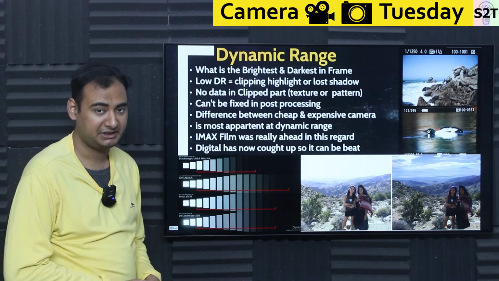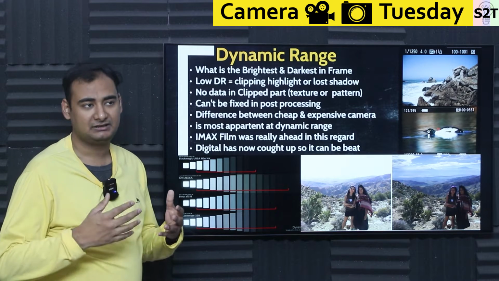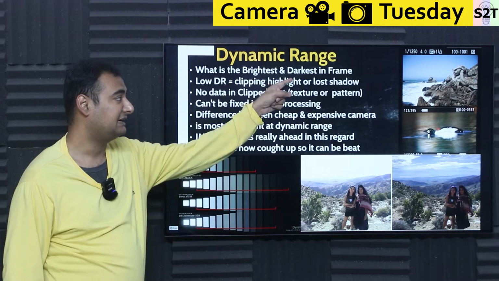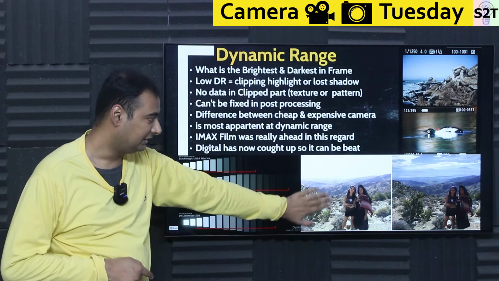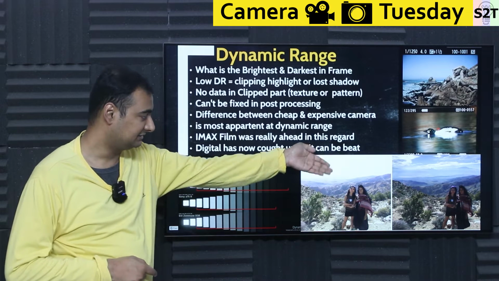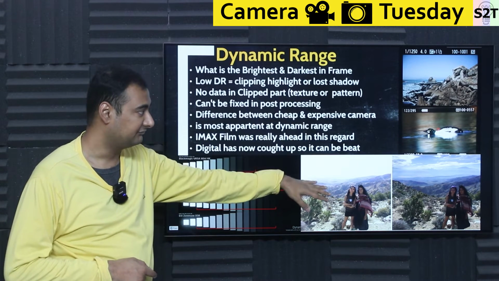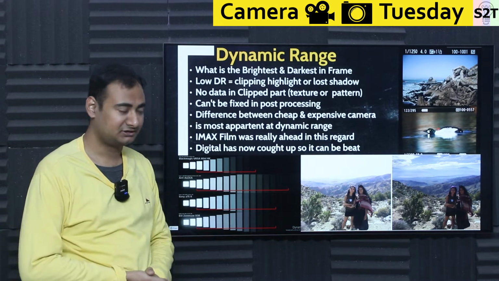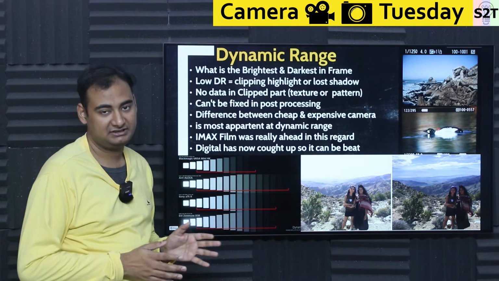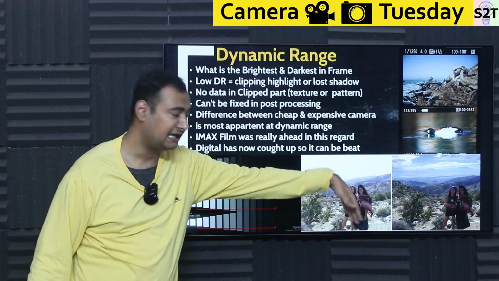Then we come to dynamic range. Now, dynamic range is something you have to understand this way. It's what is the brightest and darkest in a single frame. Meaning, if you take a photo and the sky gets blown out, you will say, okay, this clips on the lighter side. If you take the same photo and the black dress loses all the texture, it clips on the dark side. A good dynamic range will capture all of it as much as possible.